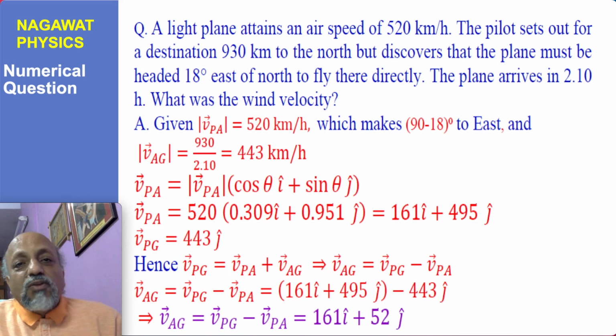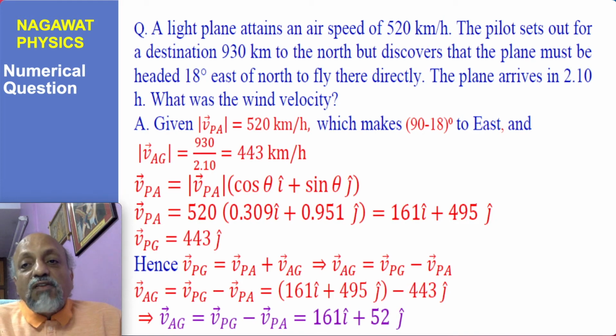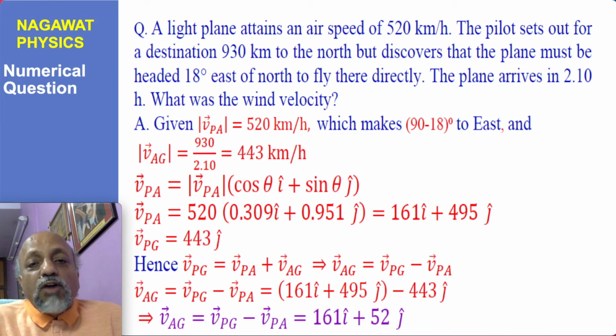Numerical questions can be solved this way. For example, in this question, a plane attains an airspeed of 520 km per hour. The pilot sets out for a destination 930 km to the north, but discovers that the plane must be headed 18 degree east of north to fly there directly. The plane arrives in 2.10 hour. What was the wind velocity? So wind velocity is in question.